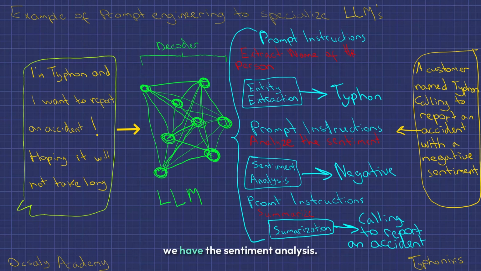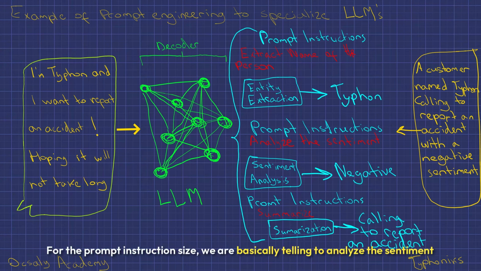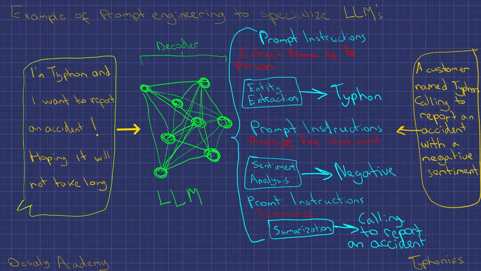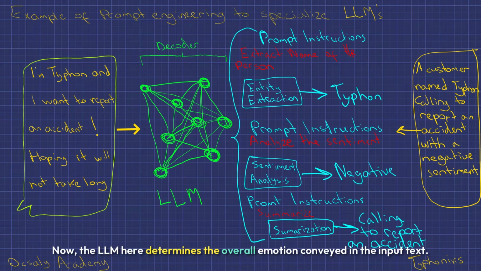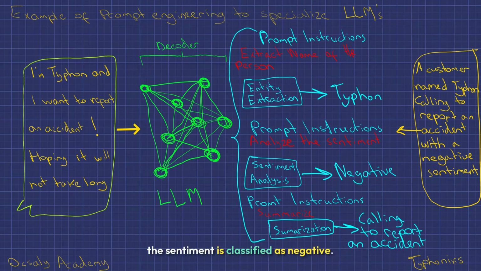And then we have the sentiment analysis. For this prompt instruction, we are basically telling it to analyze the sentiment of the conversation, and the model output is negative, highlighted in blue. Now the LLM here determines the overall emotion conveyed in the input text. Since the message involves an accident report, the sentiment is classified as negative. Sentiment analysis is widely used in customer service, social media monitoring, and market analysis.